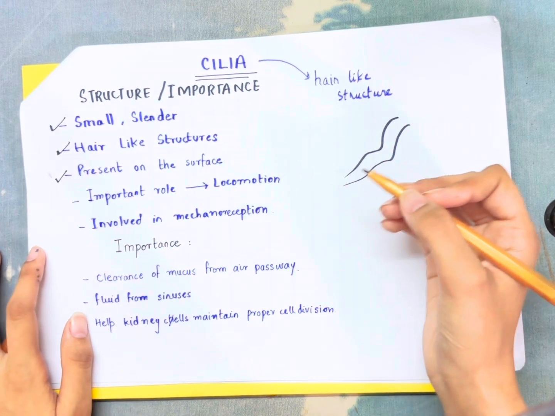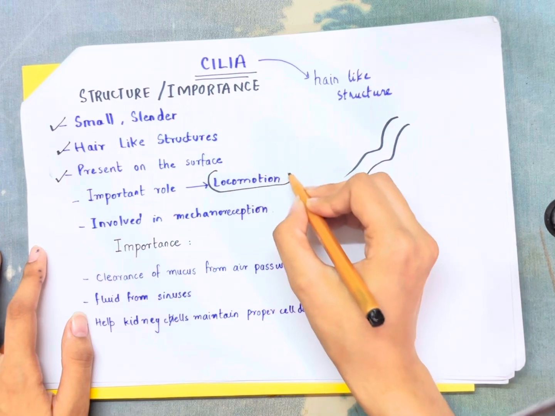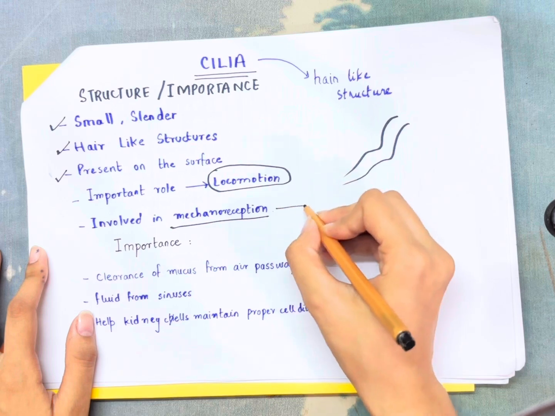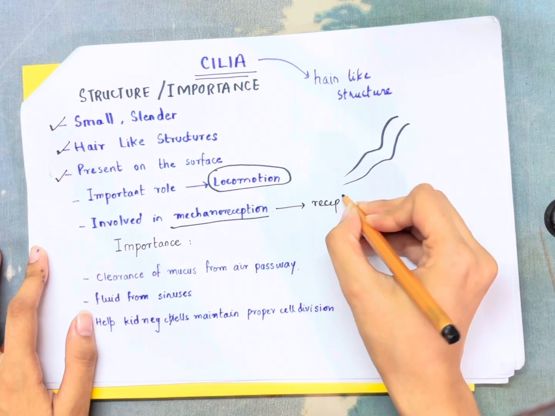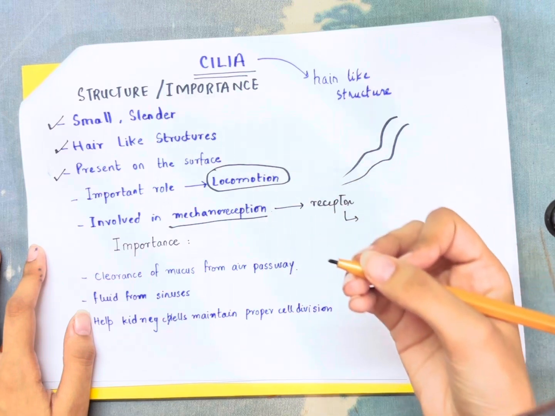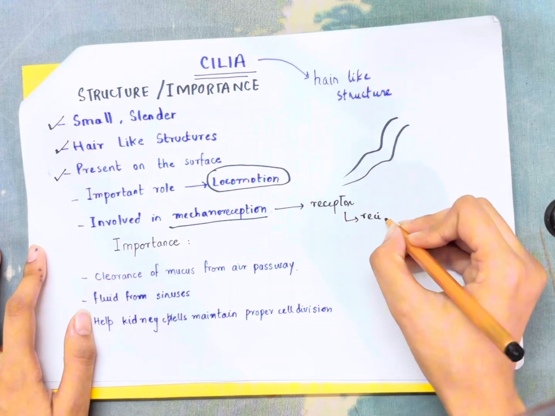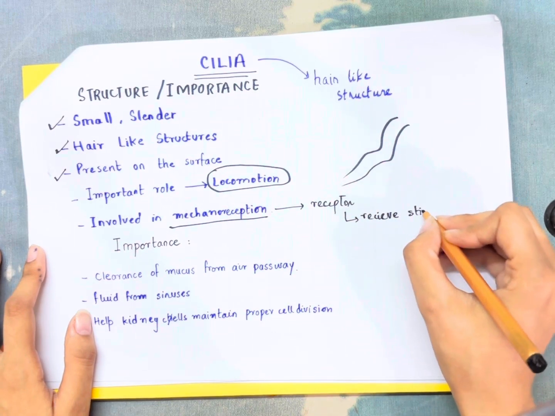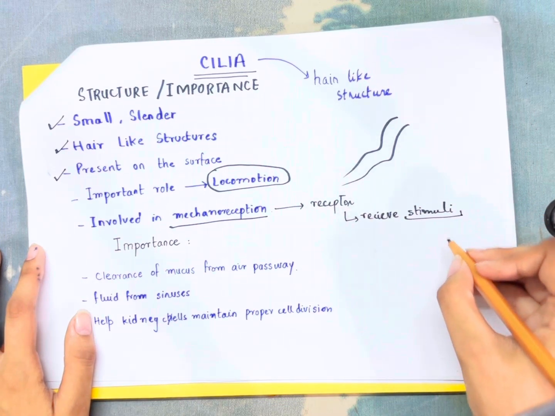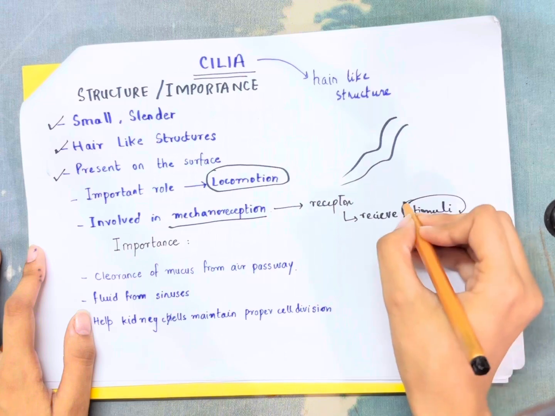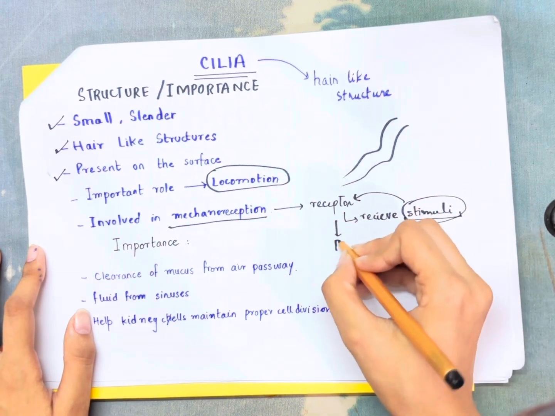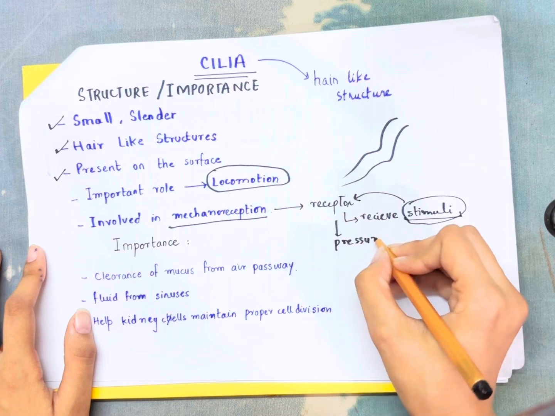What is the other function of the cilia except for locomotion? Cilia is involved in mechanoreception. Mechanoreception is involved in receptor functioning, and receptors are those organs that receive stimuli. The stimuli is any external change in the environment that is received by the body, and that stimuli is received by a certain receptor. Whenever it is related to pressure, we say those are mechanoreceptors.